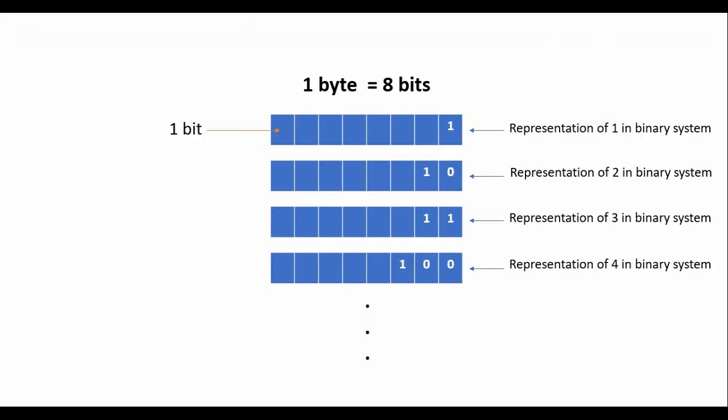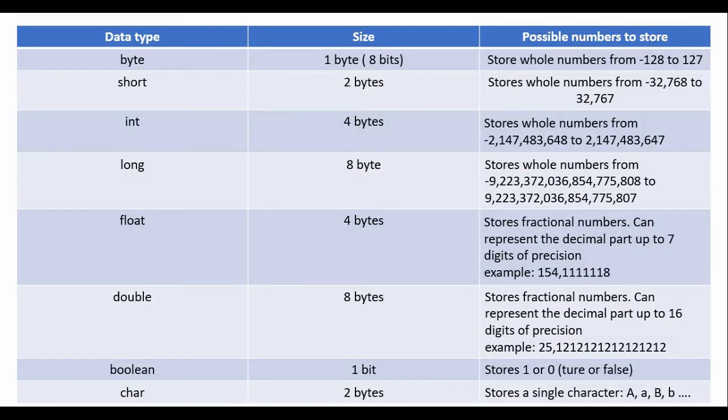So what is a byte? Here is 1 byte that contains 8 bits or 8 cells, and you know guys, the computer doesn't understand human language. For example, when we type number 2, Java understands it as 10 because the compiler will convert our human language to the binary system that the computer understands. Now, for each character or number we have a binary representation. For example, the representation of number 1 in the binary system is 1. The representation of 2 is 10. The representation of 3 is 11. The representation of 4 is 100, and so on and so forth. So that's the logic behind how you can store numbers according to their data type.